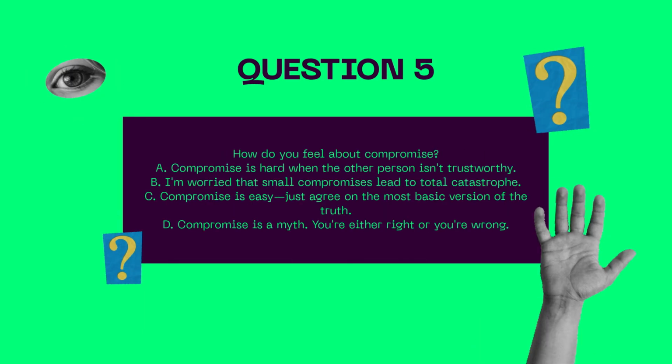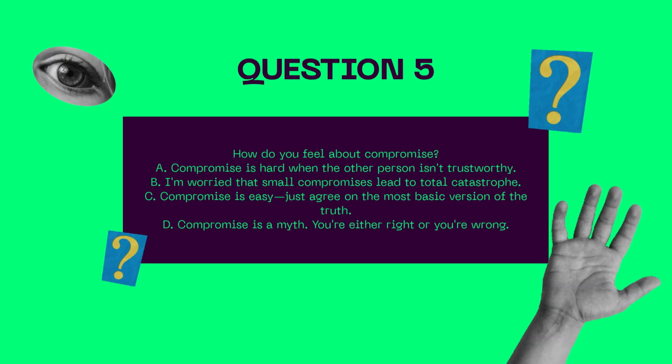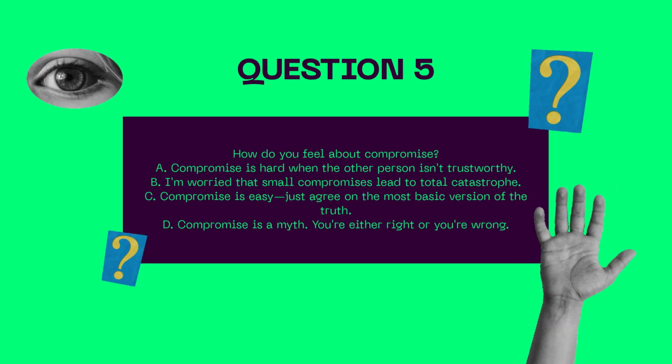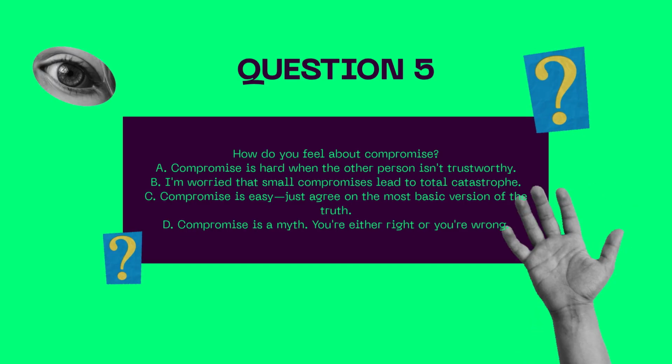Question 5. How do you feel about compromise? A. Compromise is hard when the other person isn't trustworthy. B. I'm worried that small compromises lead to total catastrophe. C. Compromise is easy. Just agree on the most basic version of the truth. D. Compromise is a myth. You're either right or you're wrong.